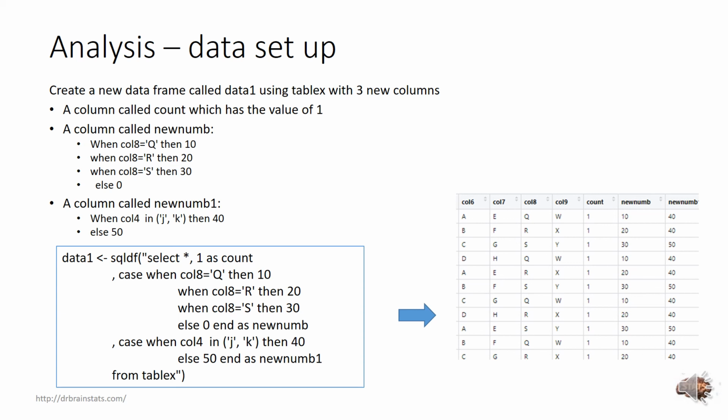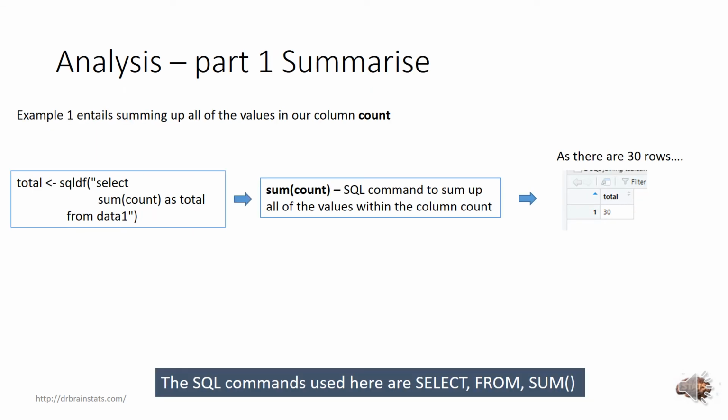The code is shown. Our first example entails summing up all of the values in our column count. So our SQL code here is select sum open bracket count close bracket as total. This is the SQL command to sum up all of the values within a column count. And as there are 30 rows, we expect the total to be 30 as shown here.